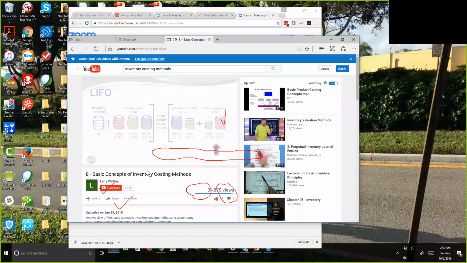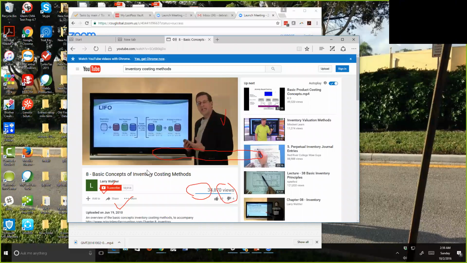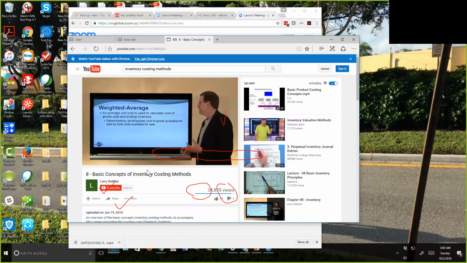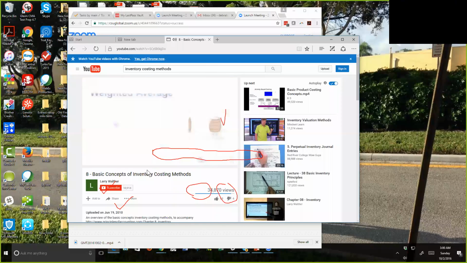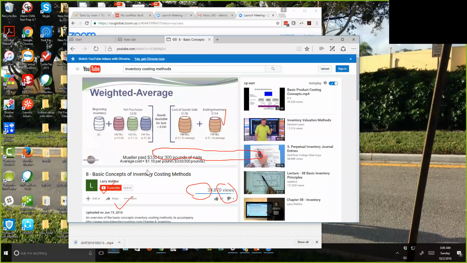Last in, first out is uniquely a United States-based accounting method. Many parts of the world will not recognize or allow the LIFO method. Finally, the weighted average method is a blending of these two approaches. An average unit cost is used to calculate the cost of goods sold and ending inventory. It's very simply determined by dividing total cost of goods available for sale by total units. So in our nail example, $330 was spent on 300 pounds of nails.